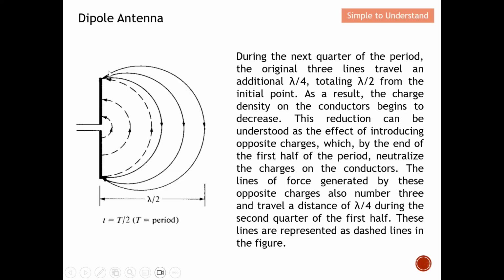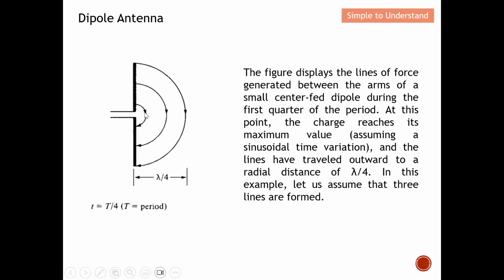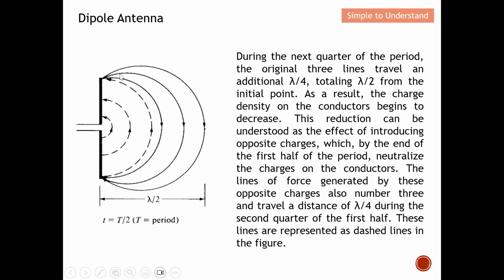These are all the earlier lines, the solid lines, which were at the quarter. Next, when we have lambda over 2, these are the newly generated lines. So in total, they travel lambda over 2. This is what you want to note for this period here.